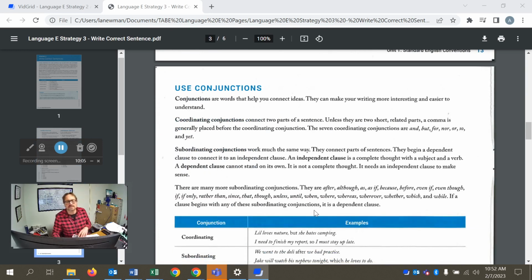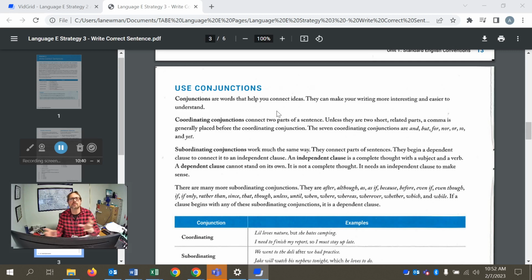Okay, the second section is about conjunctions, and we're leading to the end of this. We're going to learn about sentence structure and how some of these parts come together to structure sentences. But conjunctions, by the way, are another part of speech. Like a couple of lessons ago, we talked about nouns, verbs, adjectives, adverbs, pronouns. Conjunctions are another type of speech. What do they do? Well, conjunctions are words that help you connect ideas. They make your writing more interesting and easier to understand.